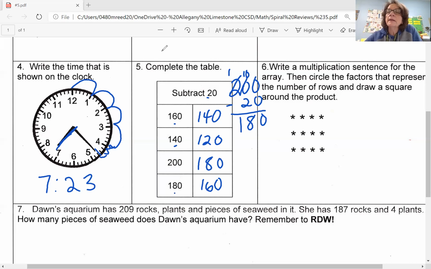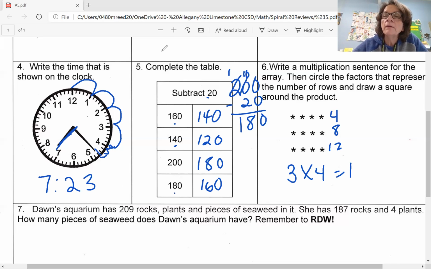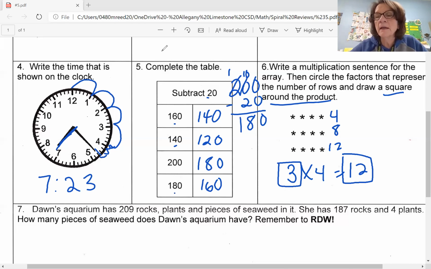All right, our next one, let's see. Our next one says write a multiplication sentence for the array, then circle the factors that represent the number of rows and draw a square around the product. Okay, so we have 3 rows of 4. So our number sentence would be 3 times 4, skip count, 4, 8, 12, equals 12. Remember, your product is your total. So we want to draw a square around the product. So we're going to draw a square around 12. It says circle the factors that represent the number of rows. Well, there are 3 rows. So the factor that represents the number of rows is the 3.